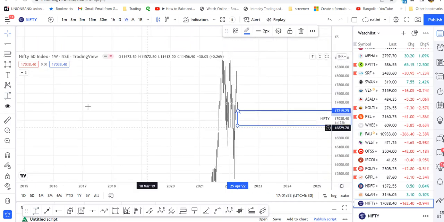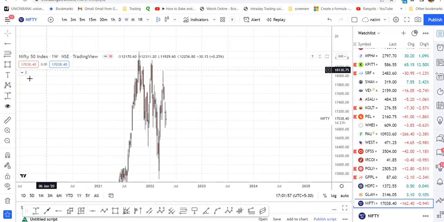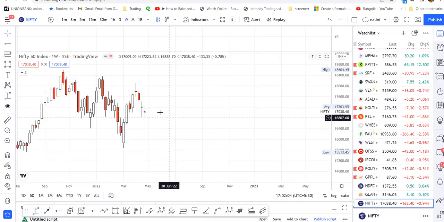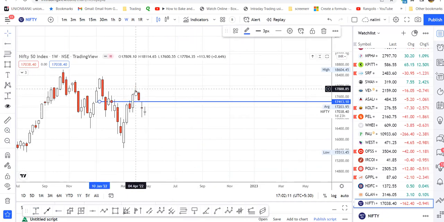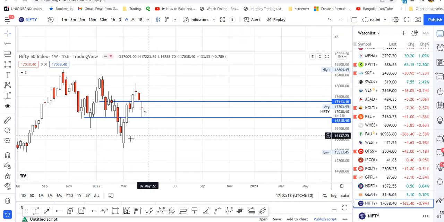But for the safer side, I'll remove the drawings and I'll go to weekly and mark the weekly level. Weekly is a long leg. I'm going to mark because Nifty is in a downtrend. It has come down and fallen down. So it is here. This is the previous week's range.